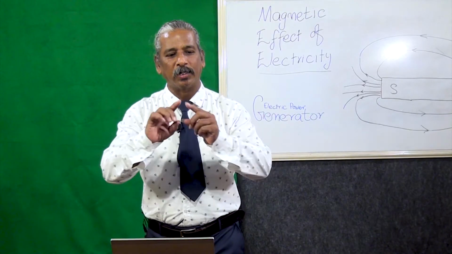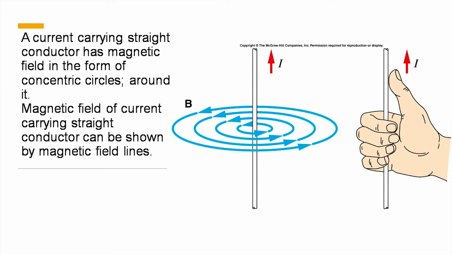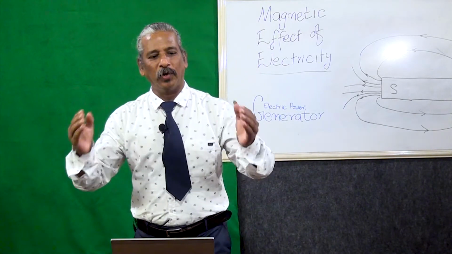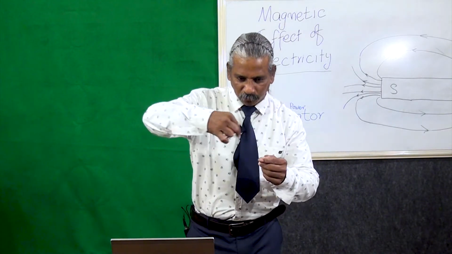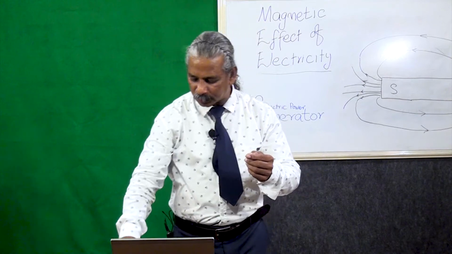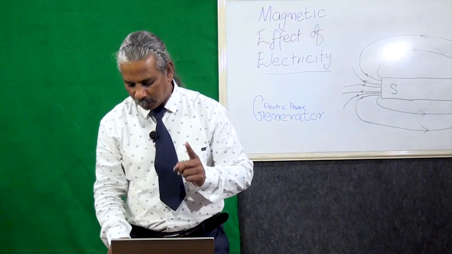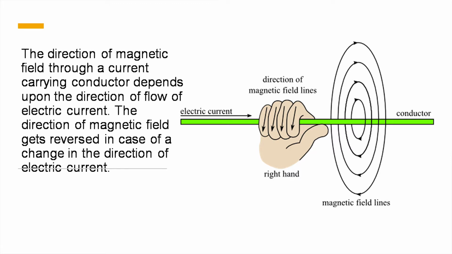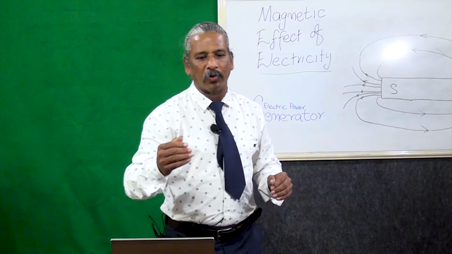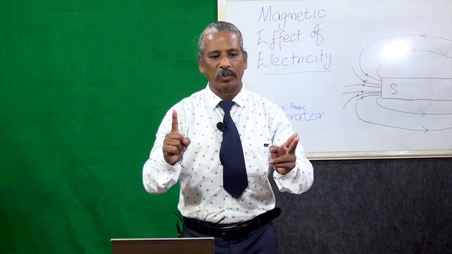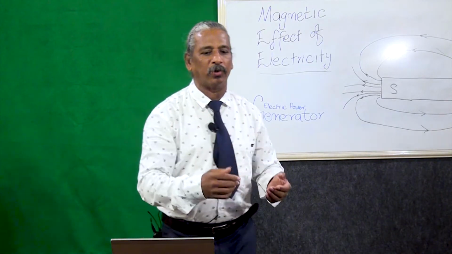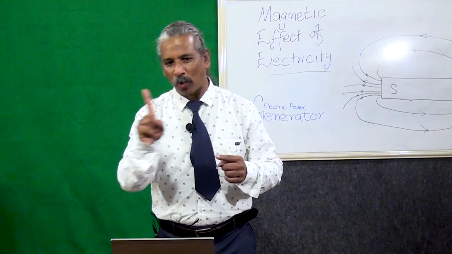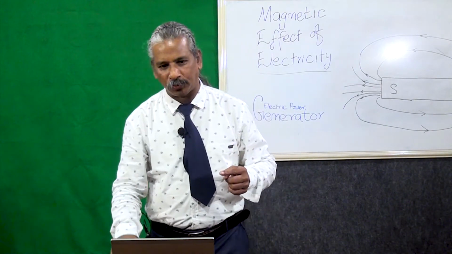A current carrying straight conductor has a magnetic field in the form of concentric circles around the conductor. The magnetic field of a current carrying straight conductor can be shown by magnetic field lines. These lines are concentric around the wire which conducts the power. The direction of magnetic field through a current carrying conductor depends upon the direction of flow of electric current. The direction of magnetic field gets reversed if the direction of electric current changes. So it depends on the direction of the flow of current.